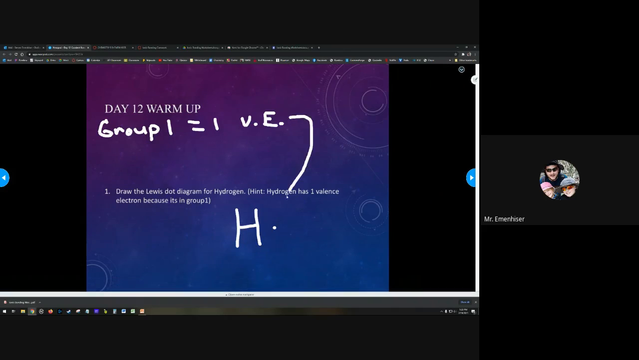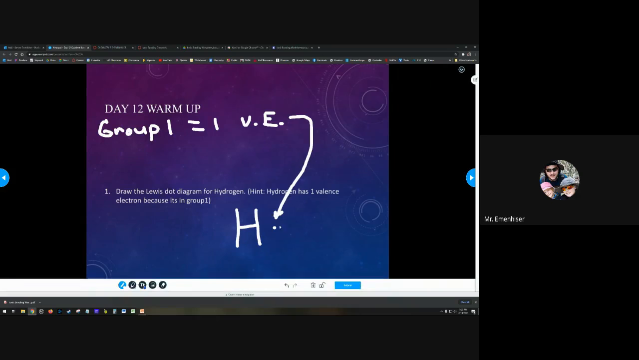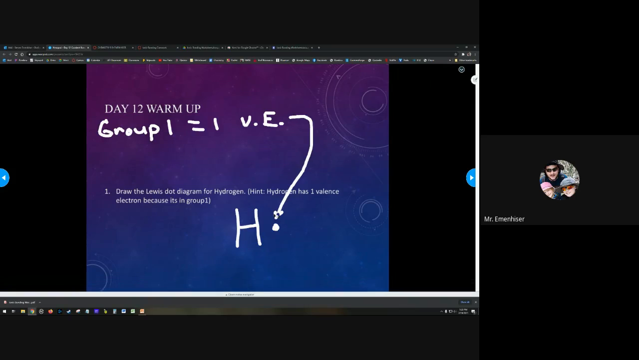And so what I'm going to do is I'm going to draw a picture, and I'm going to put that 1 valence electron there. So I put the symbol for hydrogen, which is H, and then I put 1 dot. Okay. And that's my answer there.